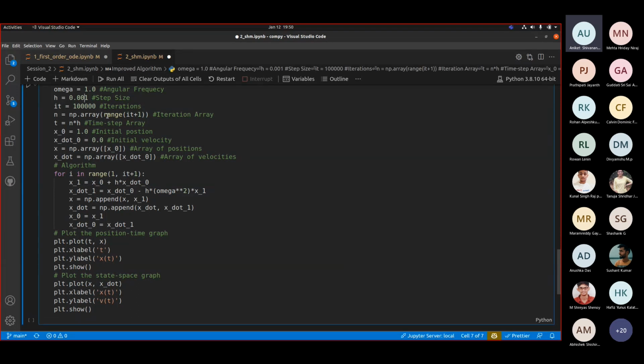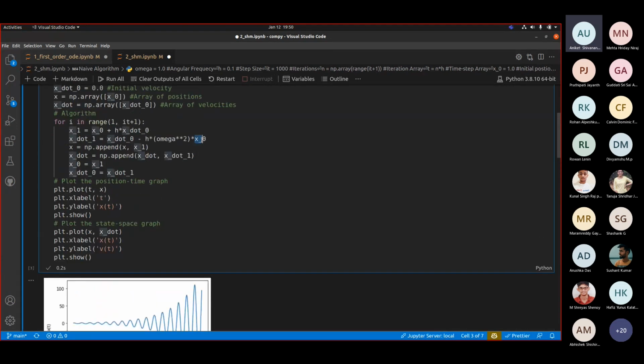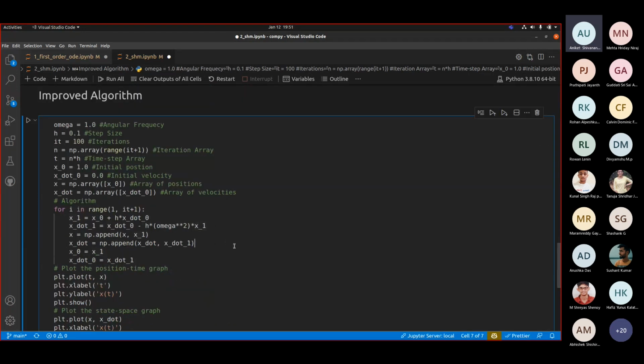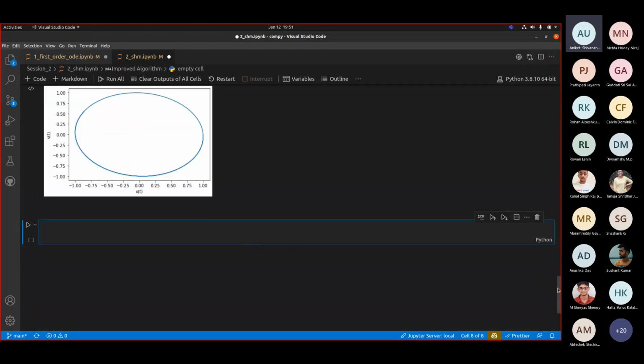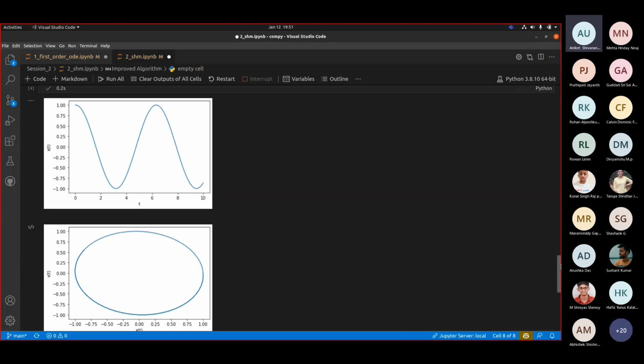The whole algorithm is exactly the same. Okay, let's reduce the step size for now. The whole algorithm is exactly the same, except that here we have x0, x1, and here we have x0. That is, here we are using the same x as the previous iteration, while here we are using the newly calculated x. Now let's run this cell. Now you will see a perfect sinusoid curve. Here you will see a perfect ellipse.